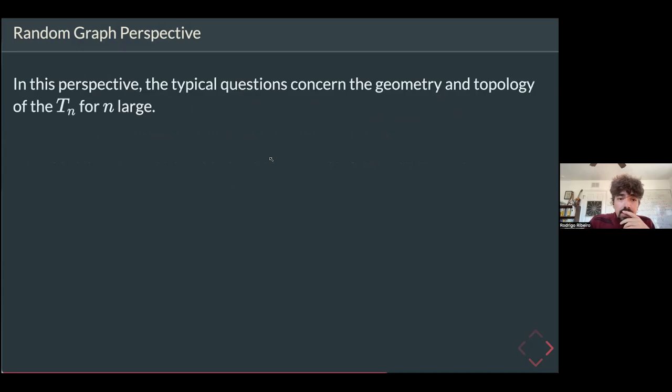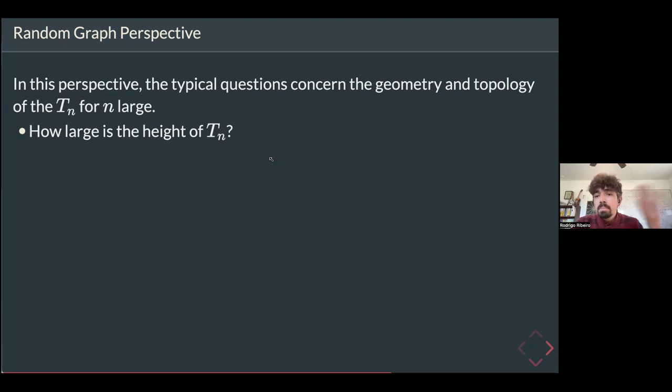But okay, the questions that we have, when we are talking about the random graph perspective, are questions about the geometry and topology of the tree built by the walker. For instance, you can ask how large the height is. This is an interesting question by itself. It gives you some idea about the topology of the tree, but it's also a useful observable because, when it comes to random walks on trees, you have some upper bounds for mixing times that involve the height. The best general upper bound that I know for mixing times on trees is the number of vertices times the height.